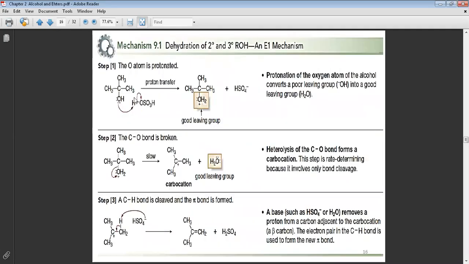Three steps. Look, is this primary, secondary, or tertiary alcohol? This is a tertiary alcohol. Okay, with a strong acid, the lone pair of electrons on the oxygen attacks the proton of the acid, giving OH2 plus. Is OH2 plus a good leaving group or a poor leaving group? Good leaving group.